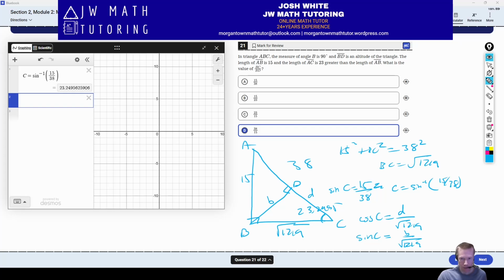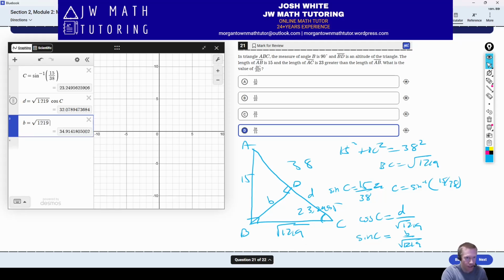And then you can multiply both these over, and we're going to get in Desmos, D equals cosine of angle C times square root 1219. All right, I have to probably put this in front. There we go. B is equal to square root 1219, and then times the sine of angle C.